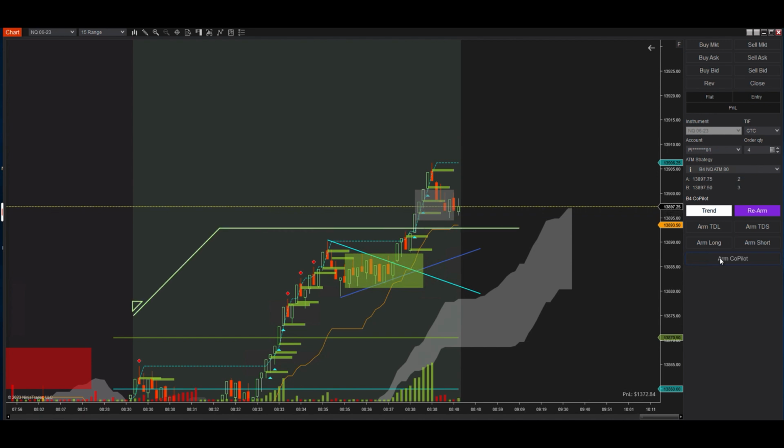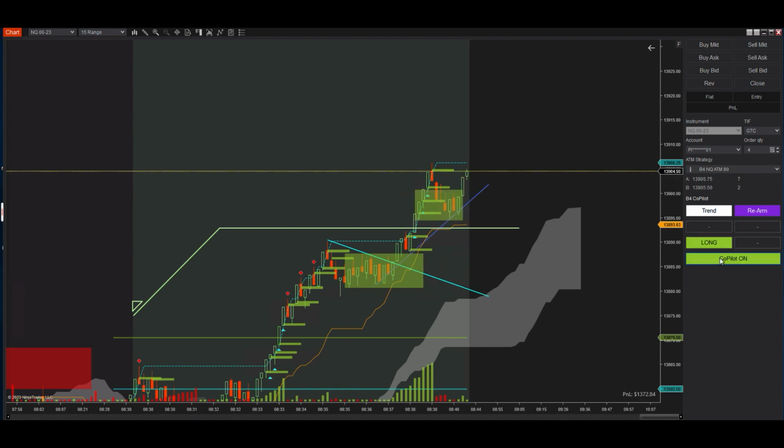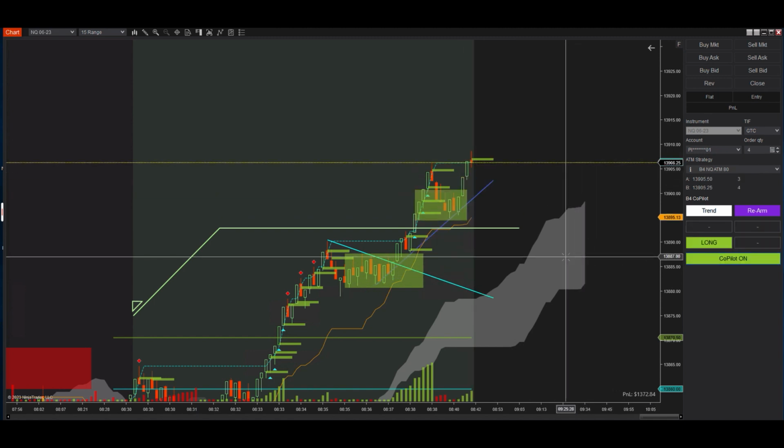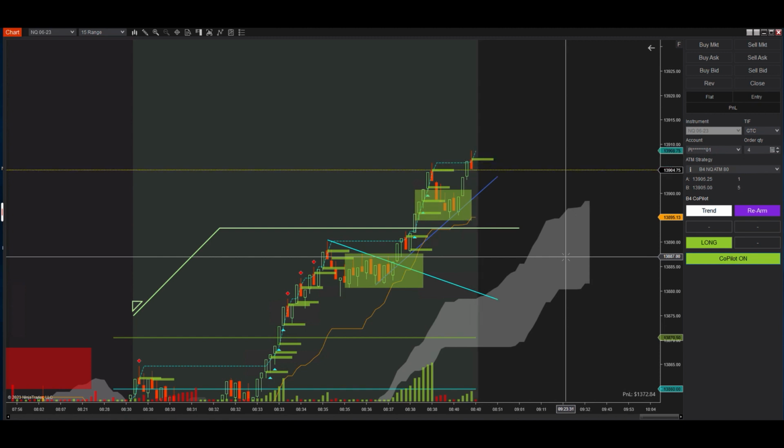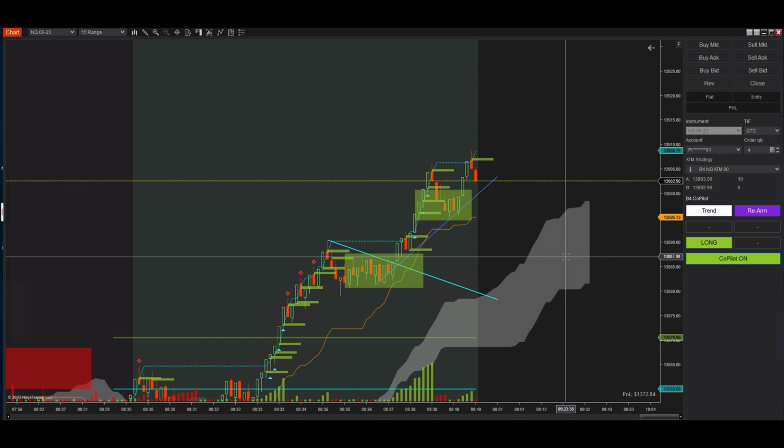Looking back in retrospect, it would have been better if I would have just guarded behind the squeeze. I would still be making profit here, but lesson learned, let's move forward. Our standard strategy with the squeeze is whenever price breaks through, we'll typically arm long or arm short depending on which side it comes out of.